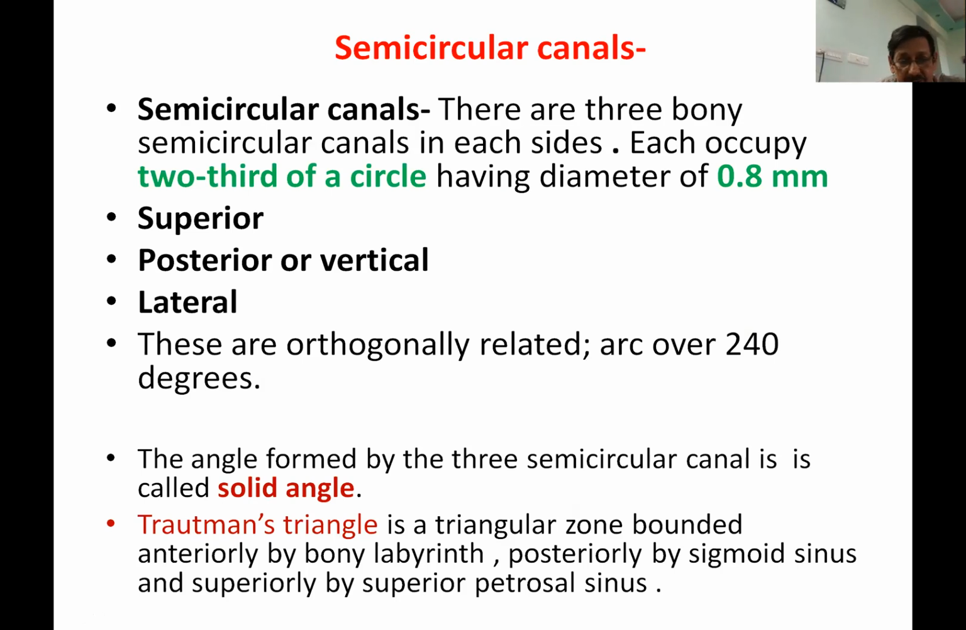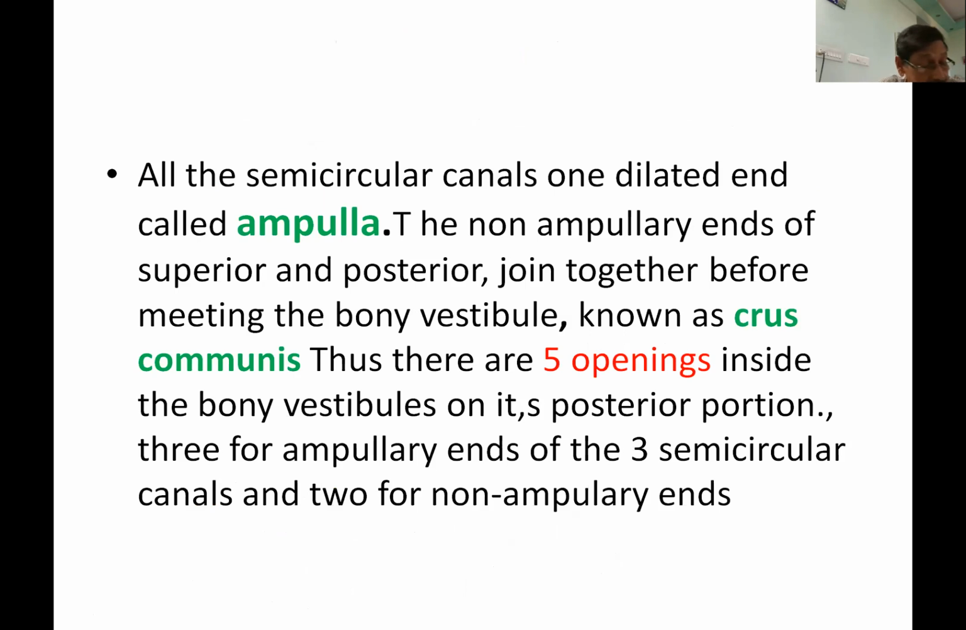Now, another point is Trautmann's triangle. Trautmann's triangle is a triangular zone bounded anteriorly by the bony labyrinth, posteriorly by the sigmoid sinus, and superiorly by the superior petrosal sinus. Through this triangle, infection can spread to the posterior fossa, leading to cerebellar abscess and other complications.